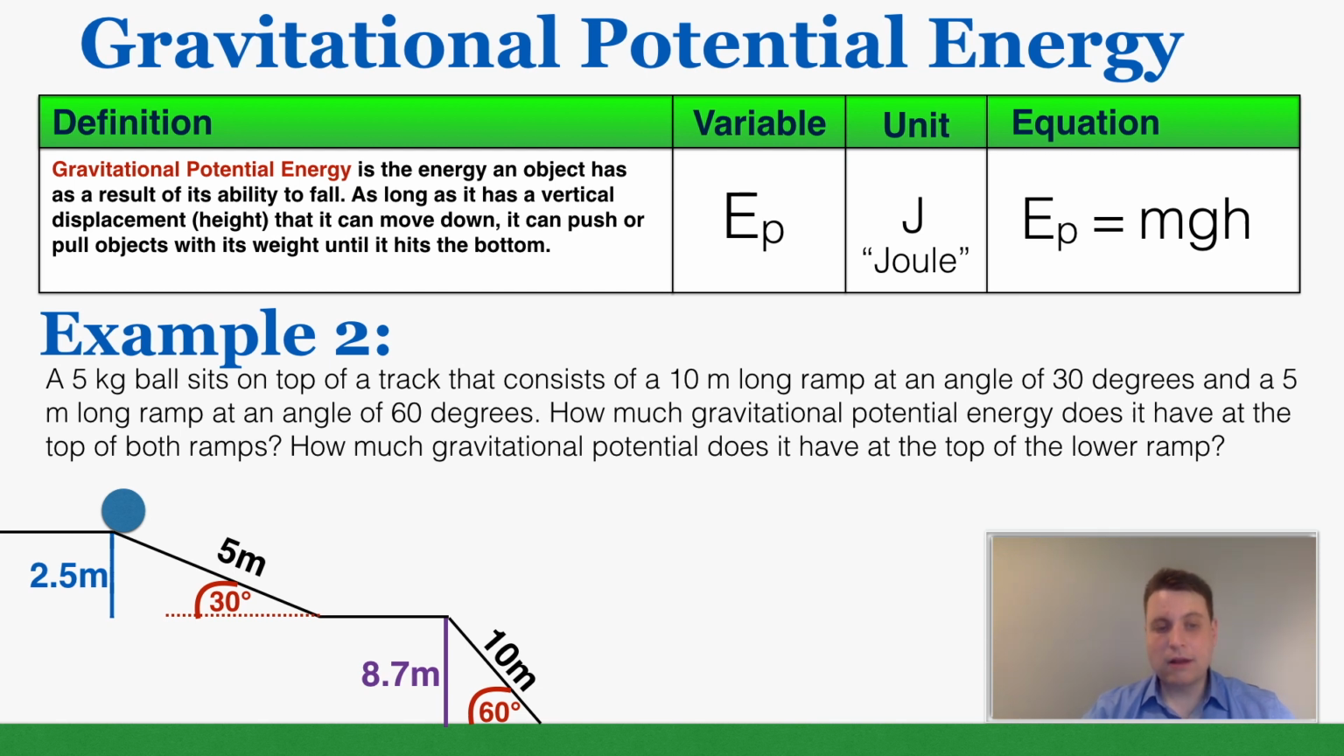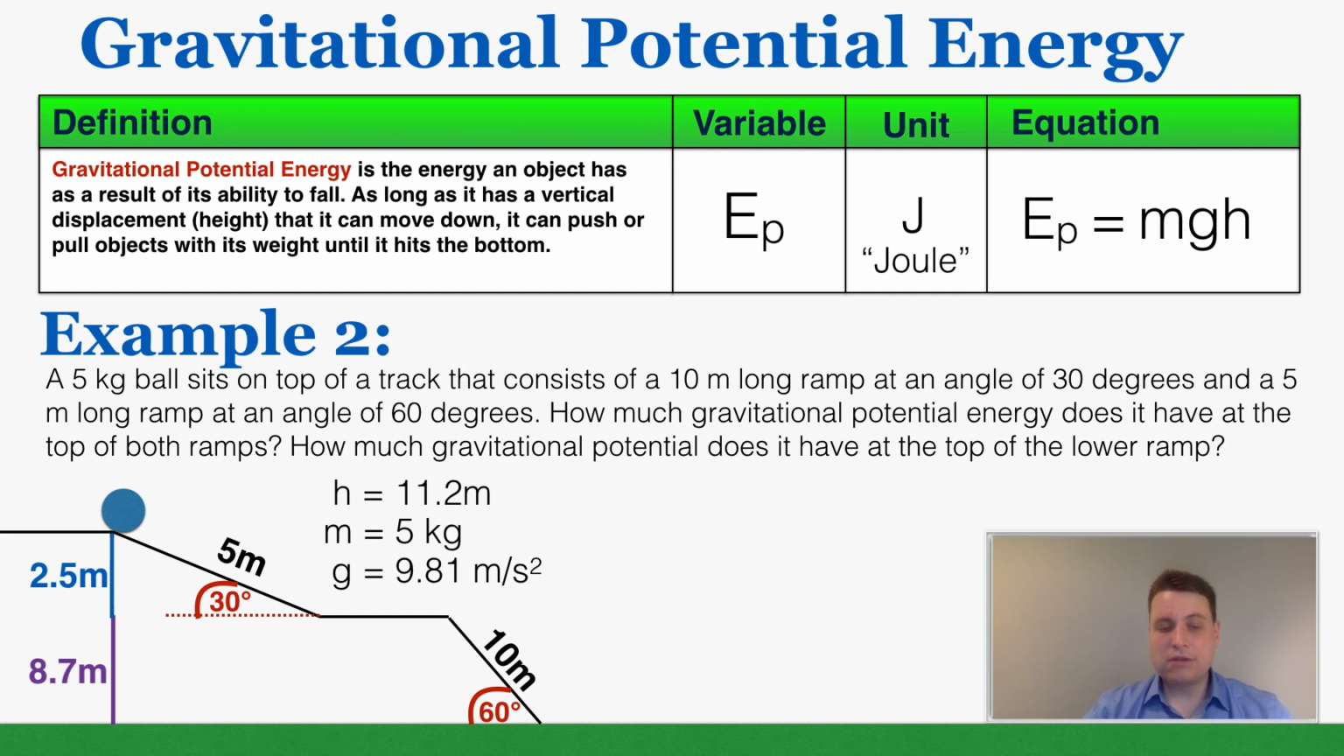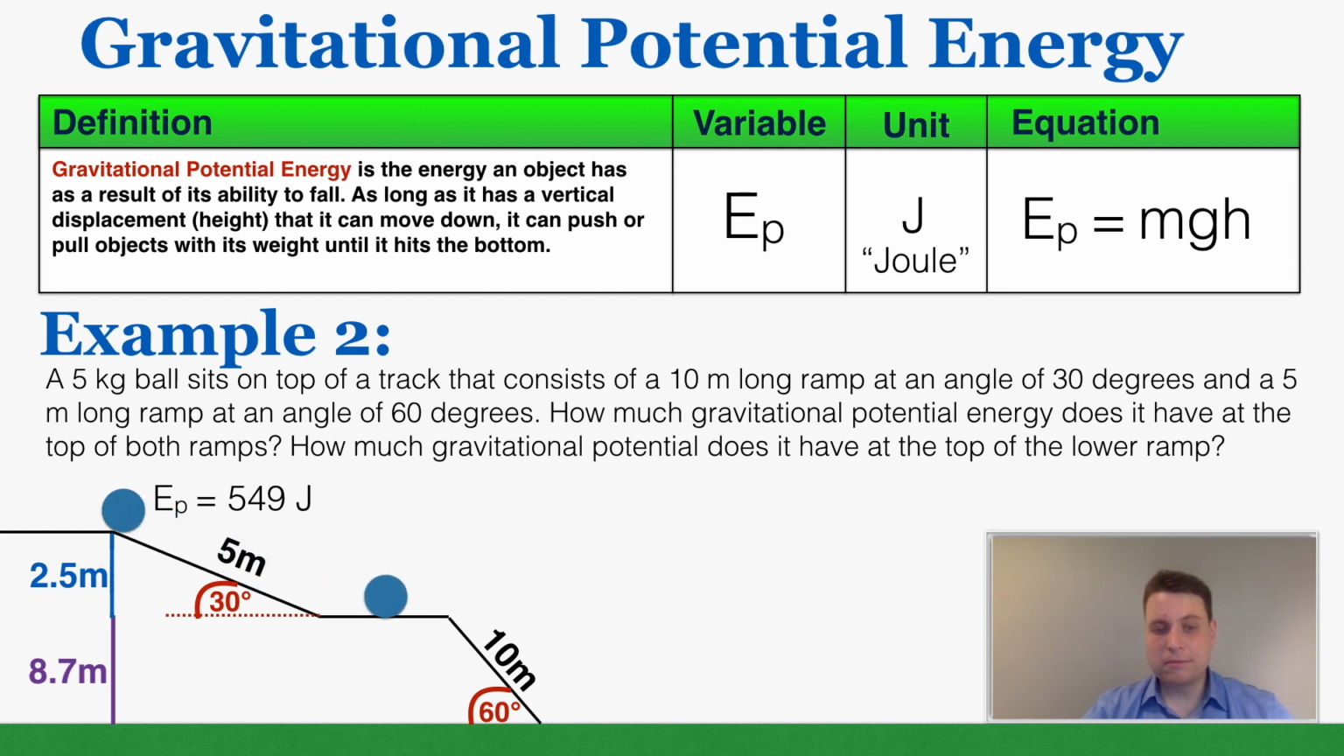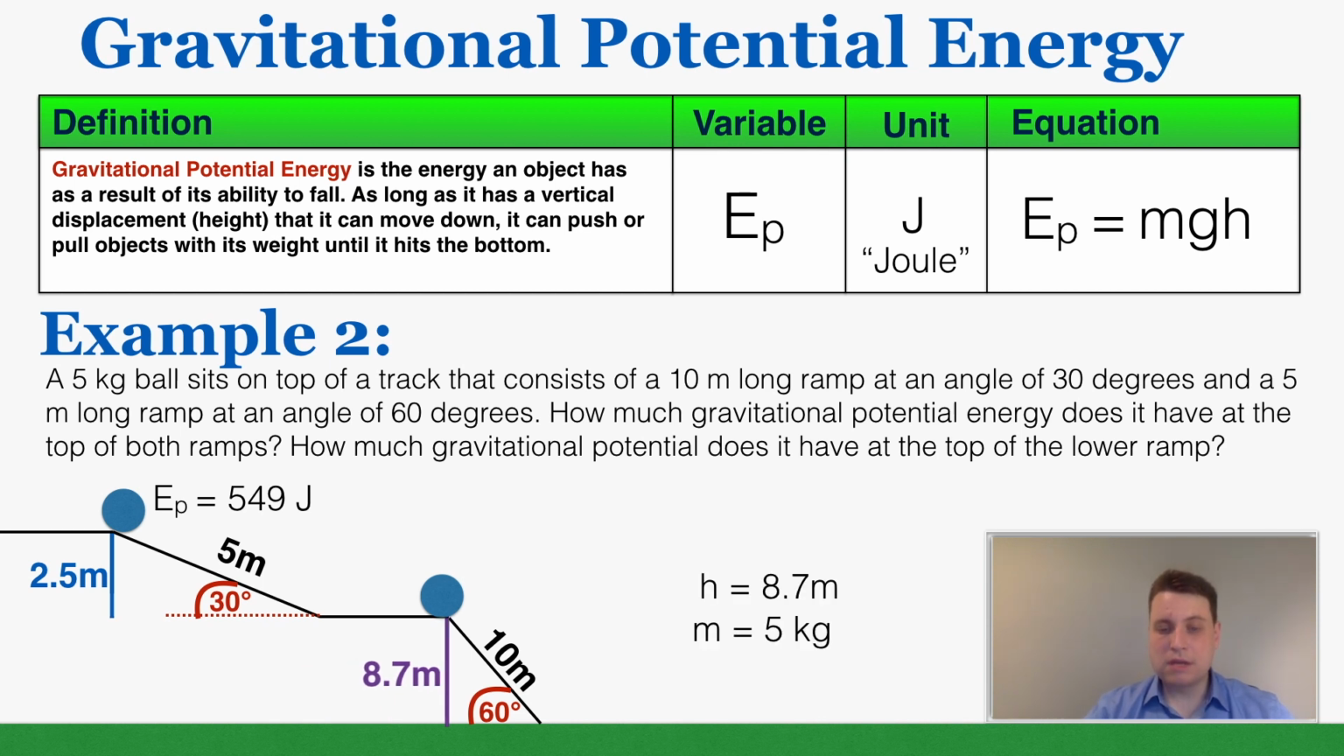So when I add these together, I see that the total height that the ball has at the top is 11.2 meters, and the mass is 5, g is 9.81 meters per second squared. So multiplying these out, I can see that the potential energy here is 549 joules. So if it rolls down here, it's now only at that lower height of 8.7, so the height is 8.7, mass is 5, g is 9.81, so the potential energy is m times g times h, which is 427 joules. So that's how you calculate the potential energy at different heights.